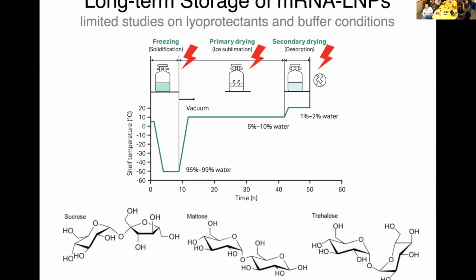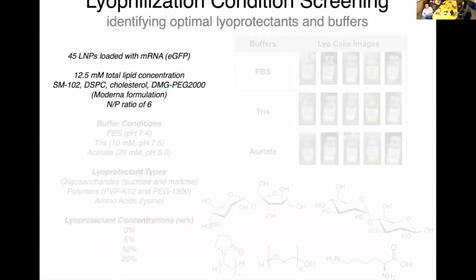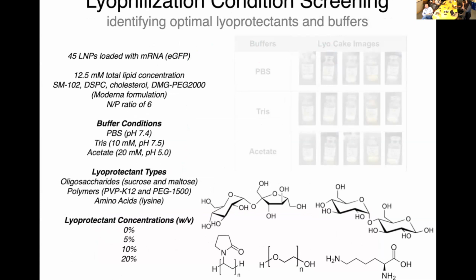So then it's important for us to look at lyoprotectants and buffer conditions to preserve as much of the integrity as possible. So that's what we were doing with this most recent example. We have lipid nanoparticles loaded with mRNA, and we were using the Moderna formulation here and screening a bunch of buffer, lyoprotectant types and concentrations to see if we can identify some optimal conditions for lyophilization.